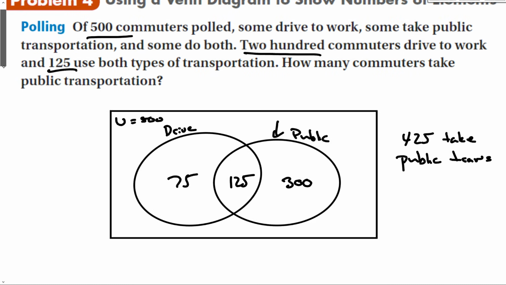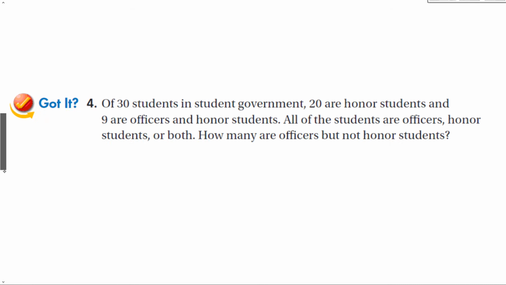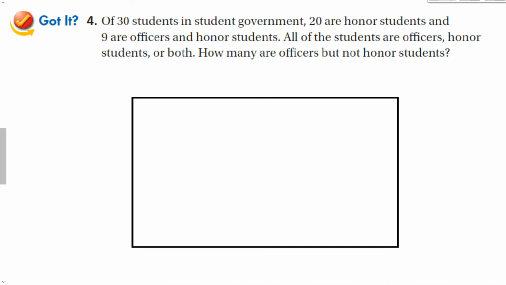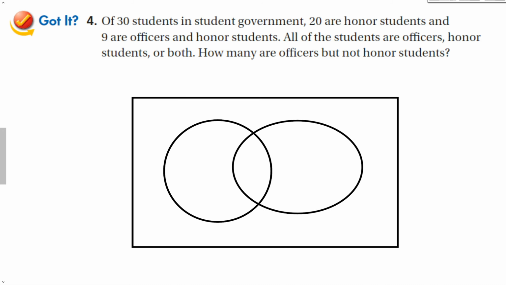Good. Let's do one more problem here. Okay, so again, let's make a nice Venn diagram. And let's see, 30 students in student government, 20 are honor students, 9 are officers. So there are 2 groups of people. So let's make 1 group, 2 groups. Now these are honor students and these are officers.